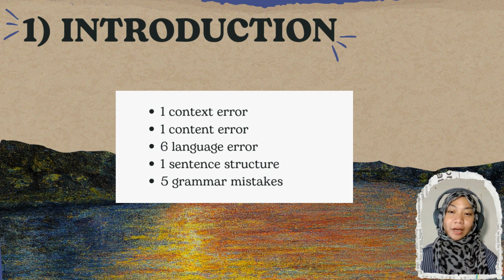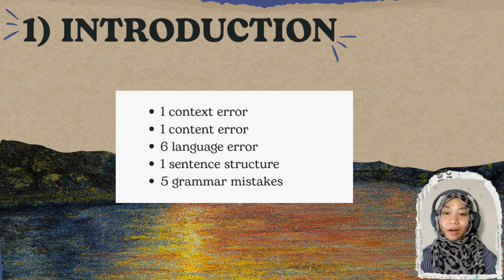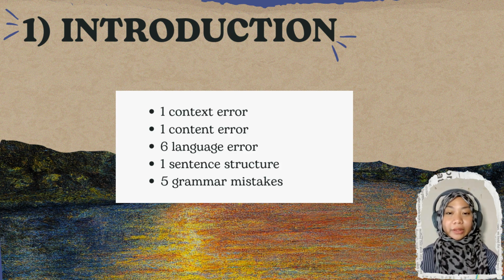In this paper, I have the total of 8 errors. The first one is context error, the second one is content error, and the third type is language error, in which I have a total of 6 errors. One is made of from sentence structure, and the other 5 is from grammar mistakes.